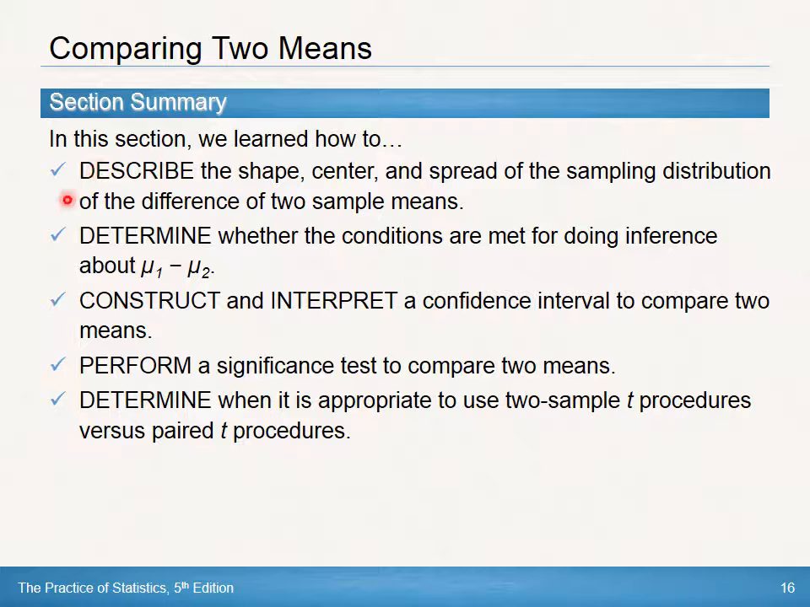So in this section, these are the objectives that you were supposed to be able to do. You should be able to construct and tell me what a confidence interval means for two different means. Significance test to compare two means, and when is it appropriate to use two sample t procedures versus paired, which is something we did in chapter 9. And then also don't forget the shape, the center, and the spread, and then also the conditions that have to be met when you're doing the differences of two means.